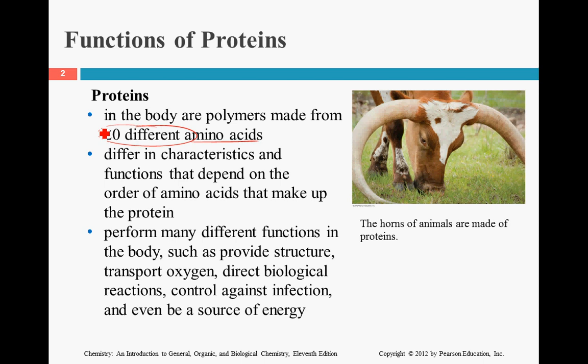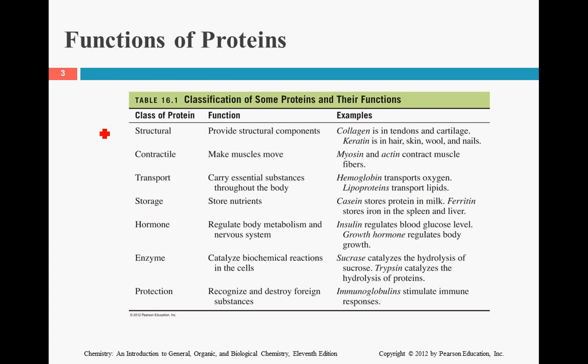Proteins in general make up a lot of different functions in the body. This is a list of the functions. These 7 things are all the things that proteins can do. For instance, they transport. Hemoglobin transports oxygen, lipoproteins transports lipids. There are hormones in our body, there are enzymes to make chemical reactions occur. There's 7 different categories that they can be put in.